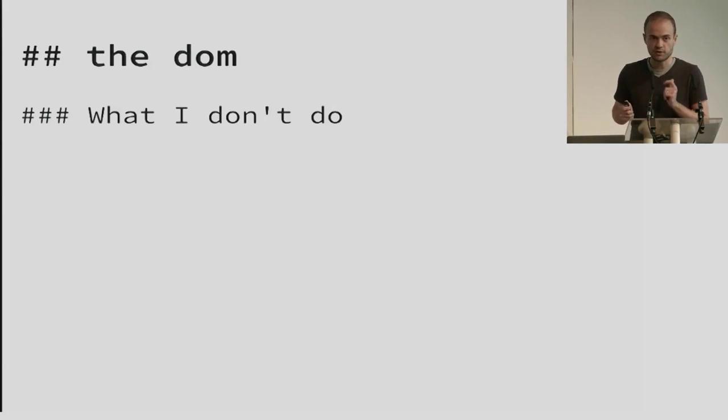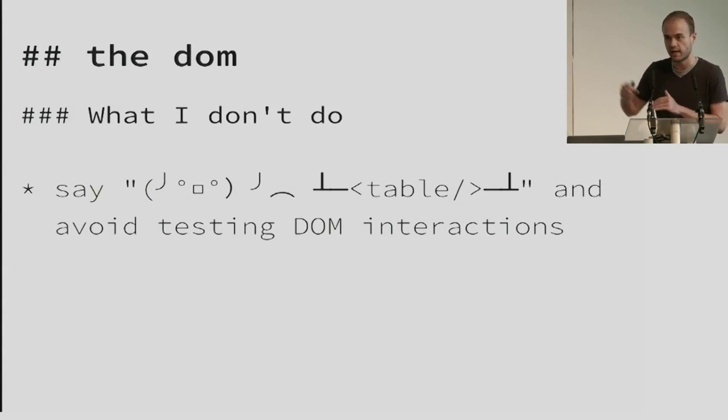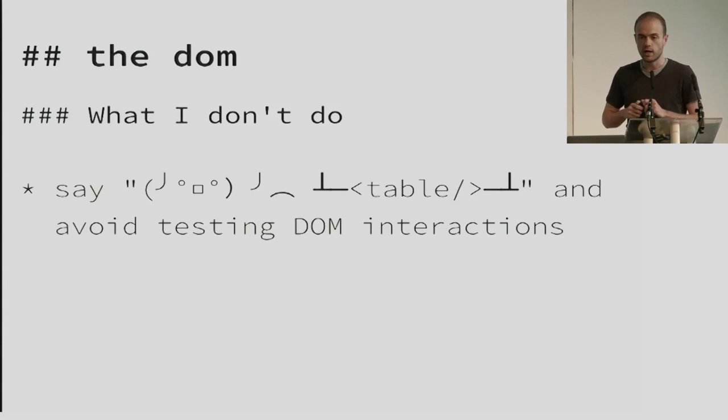Let's talk a little bit about the DOM. So first and foremost, the thing that I don't do is I say, wow, that looks hard, so screw this, and then I avoid testing DOM interactions. Surprisingly, a lot of people, even like thought leaders among JavaScript testing folk, tend to say, well, the DOM is really messy, it's really hard to test, so just skip that and then test the layer beneath it. I think that's kind of a cop-out.